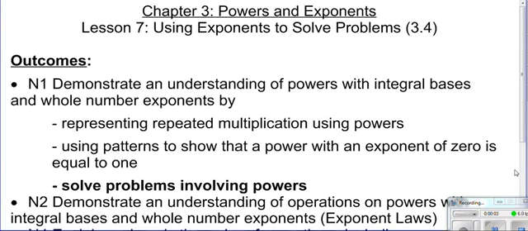All right, you've reached your last lesson, lesson 7 for chapter 3, powers and exponents. We are going to look at some common types of problem-solving questions you will see that involve exponents.